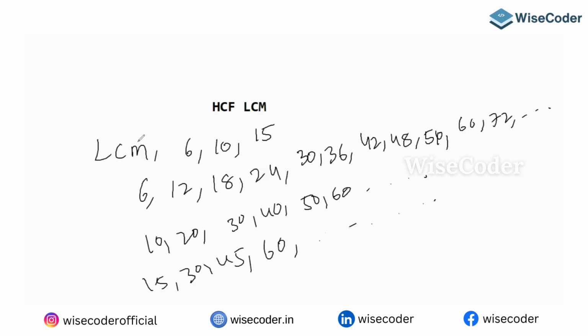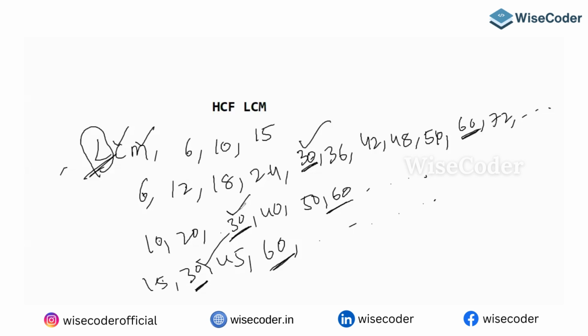But your concentration should be on multiples that are common. Is 6 common here? No. 12? No. 18? No. 24? No. 30 is common, 30 is here? Yes. And he's asking for the least one. There are common multiples, but you need to figure out the least. 60 is also a common multiple, but the first one which comes first is going to be the least. So 30 is the LCM.